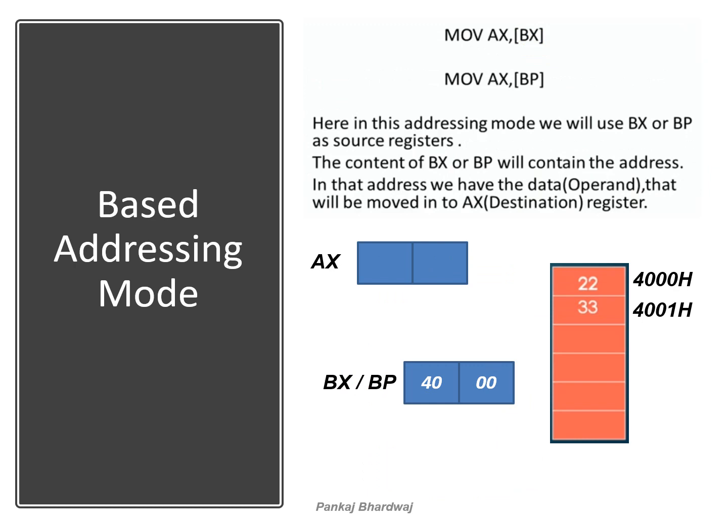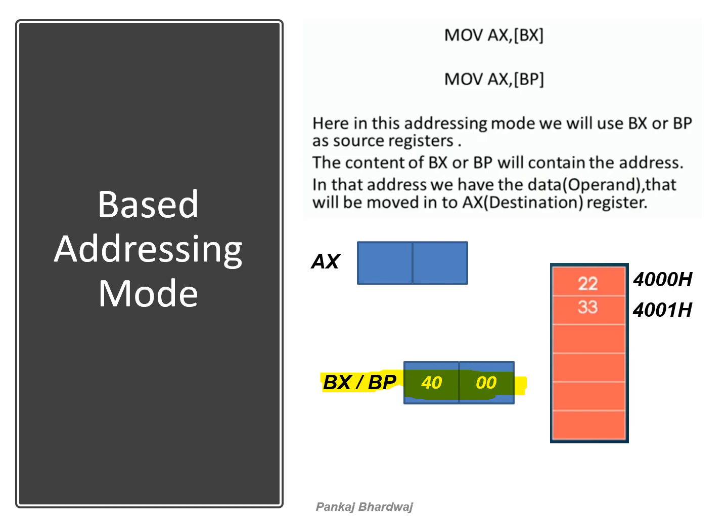Next is based addressing mode. In this addressing mode we use BX, that is the base register, or BP, the base pointer register, as a source register. The address of the operands is available in these source registers. So BX or BP will have the data.